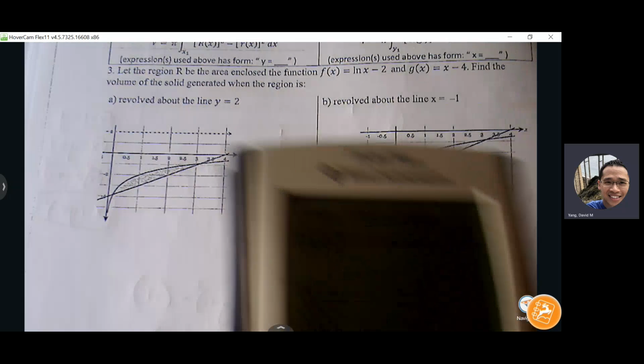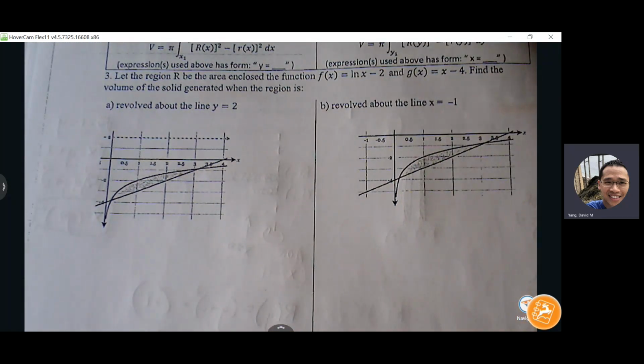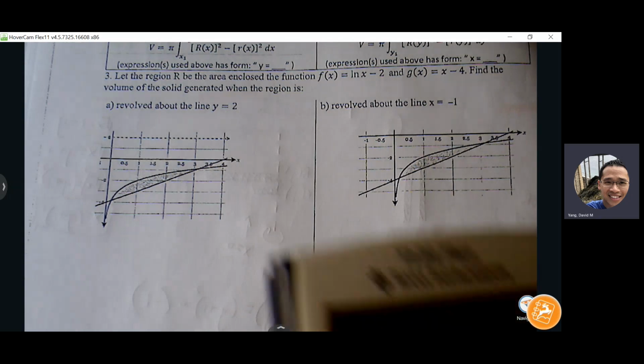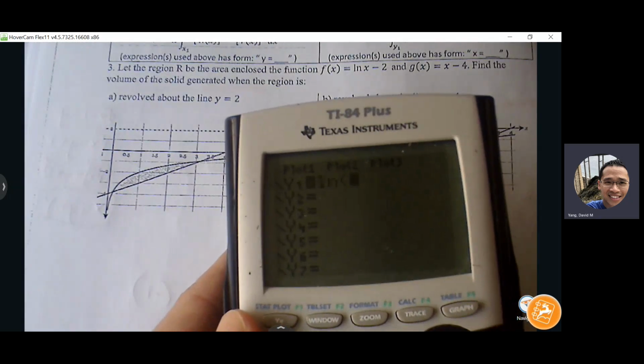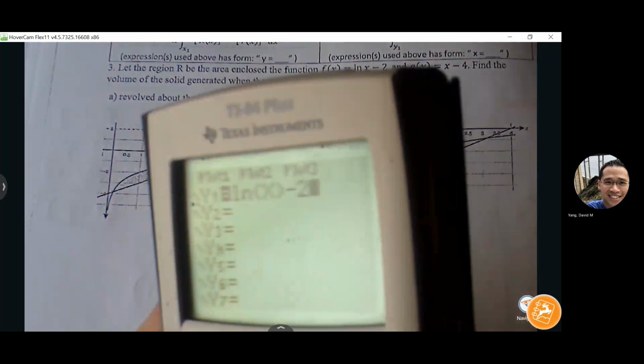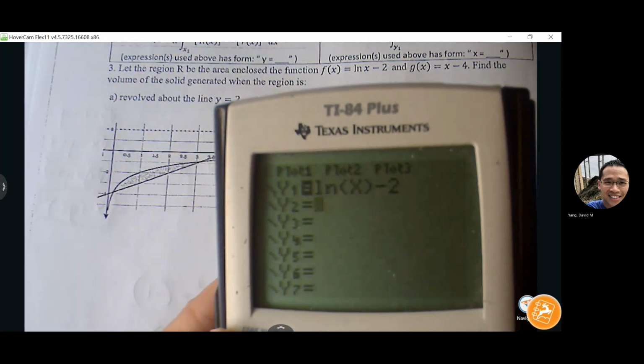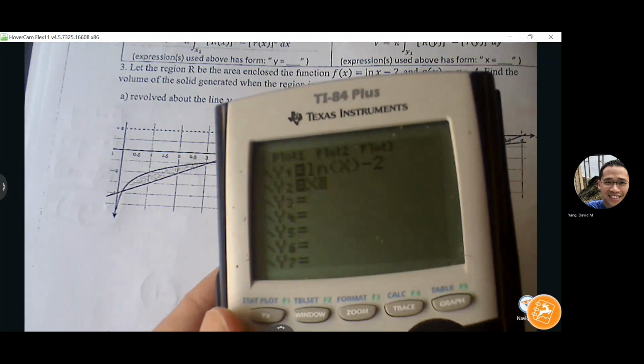You'll go to y equals. I'll have f of x be the natural log of x minus 2. Now, the minus 2 is outside the natural log of x. It's not natural log of parentheses x minus 2. It's natural log of x, and then separately minus 2. So make sure you close off that parenthesis. Natural log of x, followed by the x minus 4.